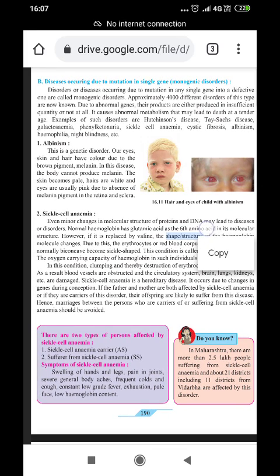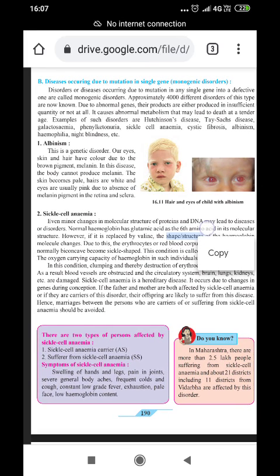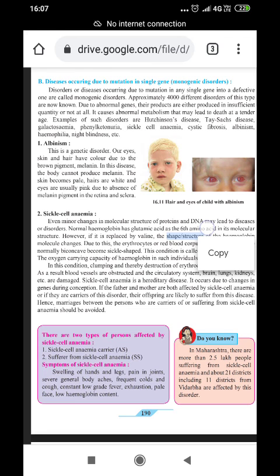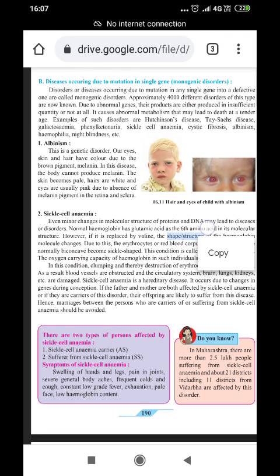Now here the defects are caused due to mutation. Some changes occur in the gene. So disease occurring due to mutation in a single gene, we call monogenic disorders. Mono means single gene disorders.